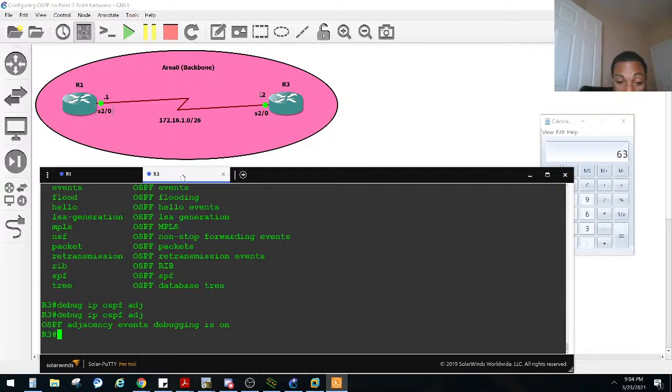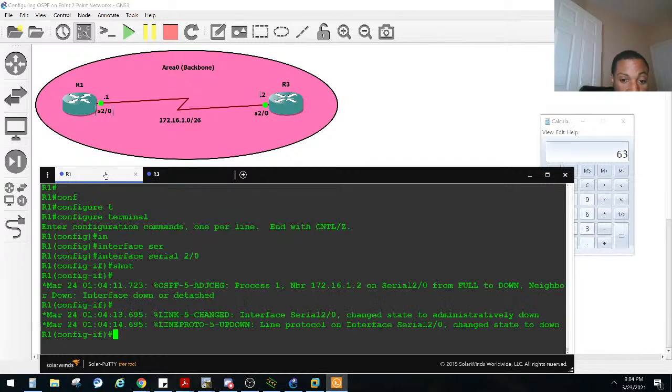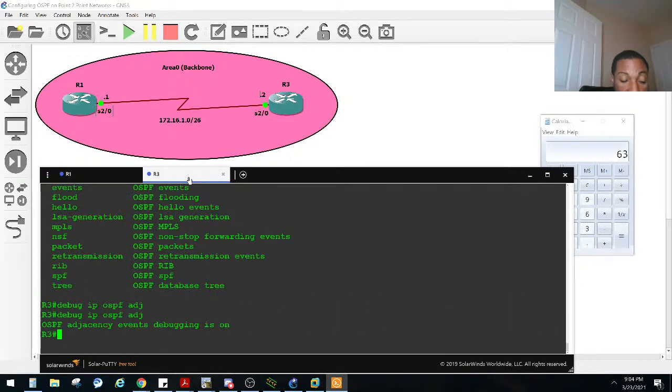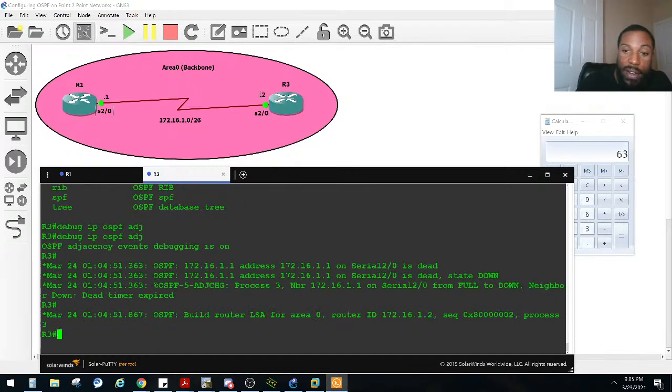Come on, router 3. Did he tear it down yet? He should have torn it down. Did I press enter? Yeah, I did. Interesting. I should have done just all events. We should have turned on the neighbor adjacency right there. What's going on here? I'm not even showing myself here. There you go, right there.